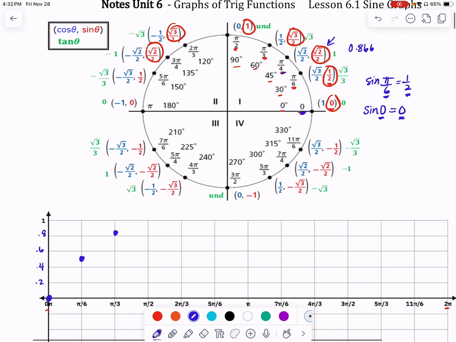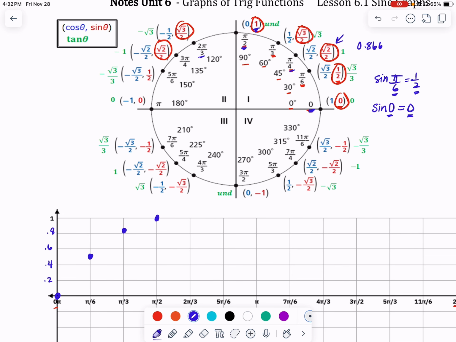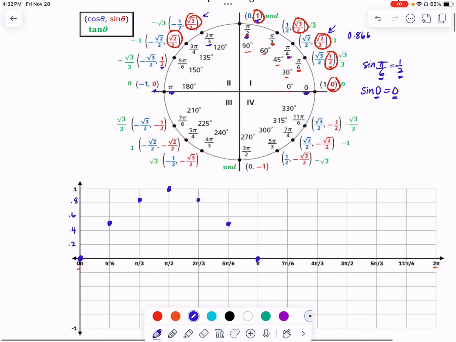At pi over 2, which is right here, sine reaches its maximum value, 1. That's a point right there. At 2 pi over 3, the value is back to 0.866. As you can start seeing, it's pretty symmetrical. Then at 5 pi over 6, the value is half, right there. By the time we have completed half a revolution, sine of pi is 0, so we're back here at 0. So that takes care of the first two quadrants.